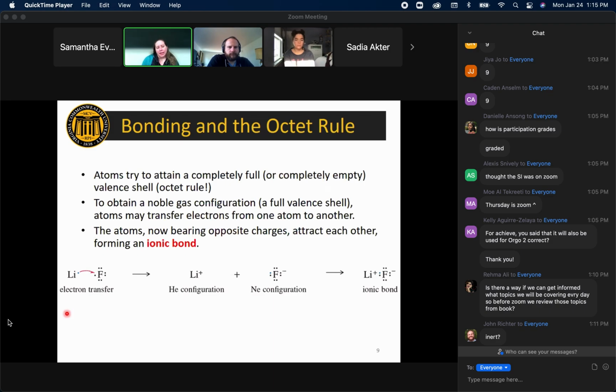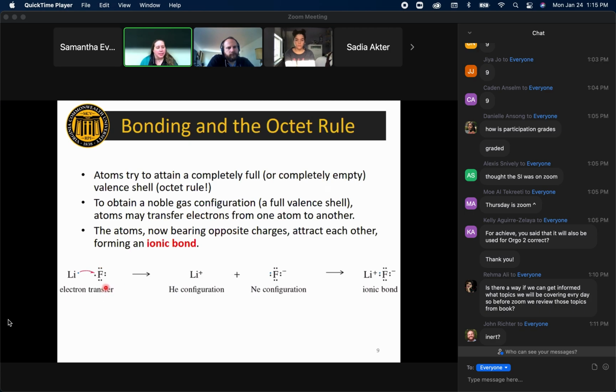So instead of trying to get 8 electrons, it gives up an electron to get to the inert gas configuration that's just before it, which is helium. So that lithium is going to give up an electron so that it can then become lithium plus. And then it's going to give that electron to a fluorine.